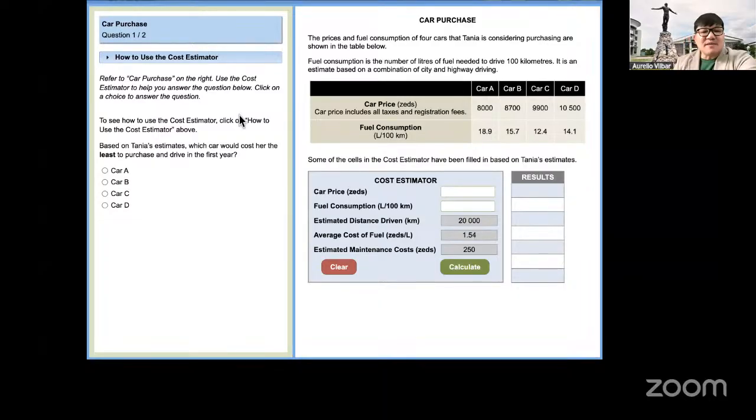Alin kayang kotse ang bibilhin niya? Si car A, si car B, si car C? Si car A, ang price niya ay 8,000. Si car B, 8,007. Si car C, 9,000. Si car D, 10,000. Pero si fuel consumption naman, grabe si car A. Si car D mahal, 10,000, pero the fuel consumption is 14. Si car C, ganito. So therefore, if you calculate the maintenance at the price, ano ang cheapest? Can you imagine that? Parang bibili ka ng kotse, tapos i-analyze mo lahat.